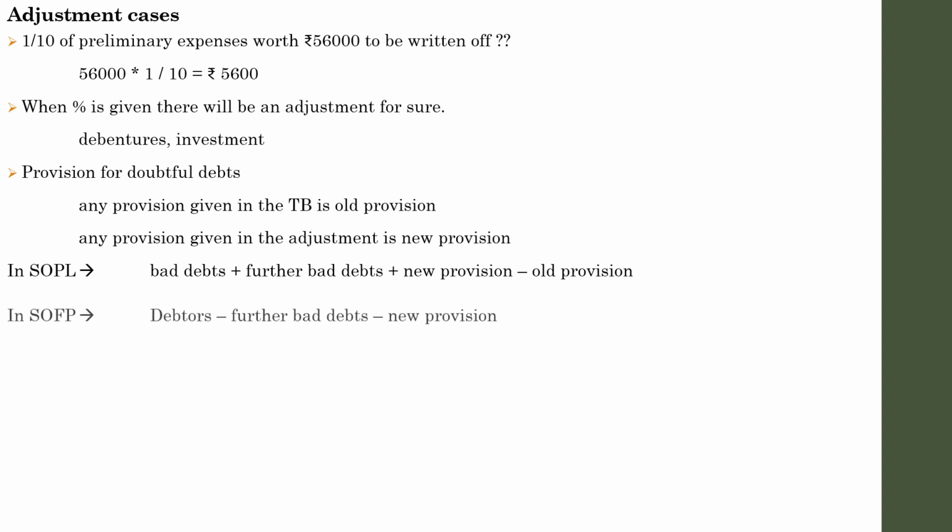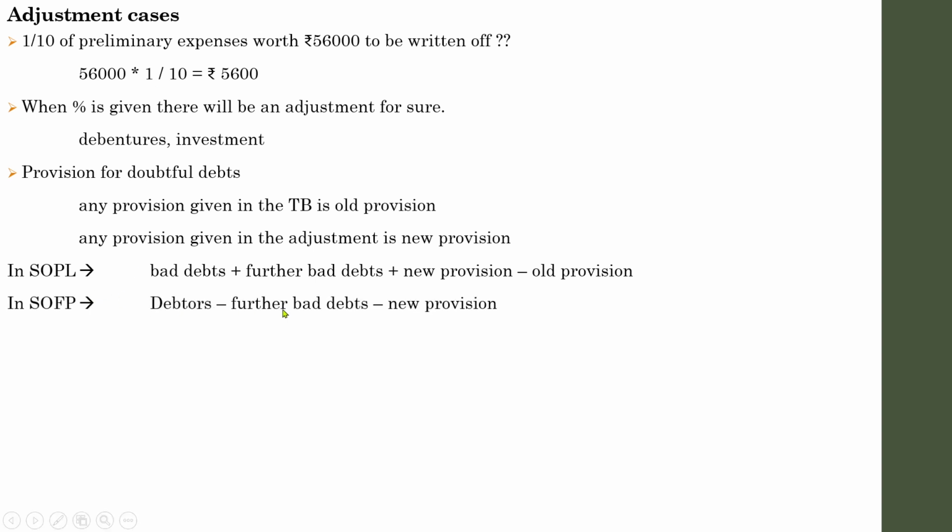In the statement of financial position, you will deduct further bad debts and new provision from the debtors, because we can deduct from debtors only those values that are mentioned specifically in the additional information. We can't deduct all the bad debts or anything that is given in the entire question. Anything shown in the trial balance cannot be deducted from debtors. Amounts specifically mentioned in the additional information can be deducted from debtors while recording in the statement of financial position. So this is how it works with regard to provision for doubtful debts.